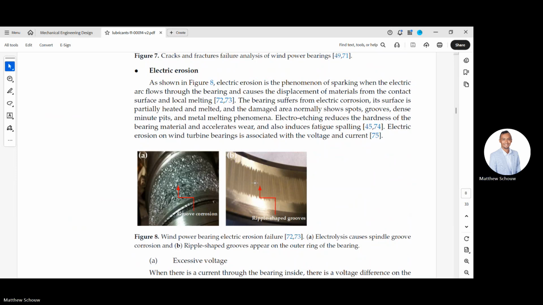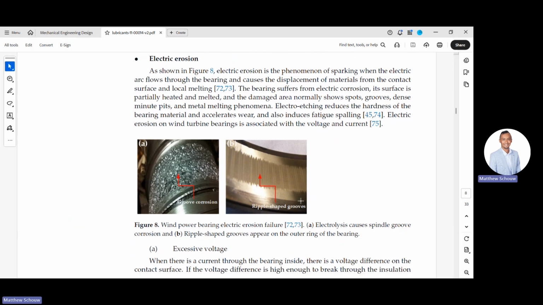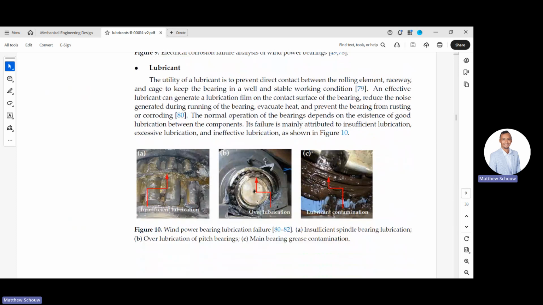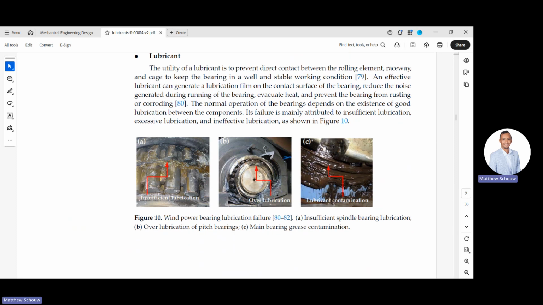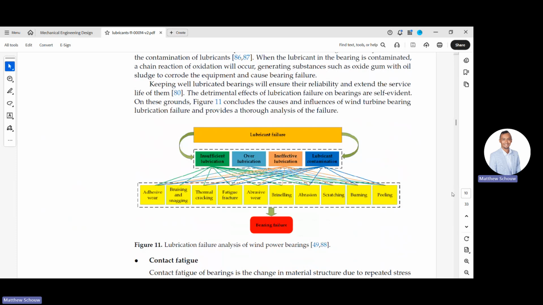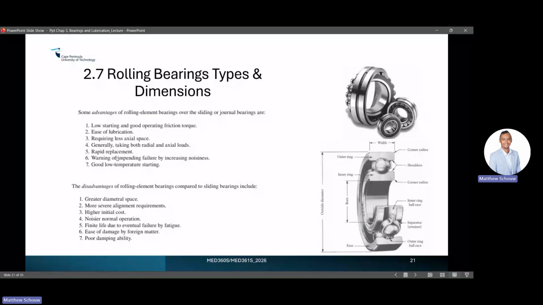There's some corrosion as well, but the main one I showed was lubrication, and whether we have insufficient lubrication or over lubrication or the lubricant's contaminant, this all caused the bearings to fail, and these are the factors we have to consider. So there's some insufficient lubrication over here. I didn't mention it in the last lecture, but in the case of wind turbines, I thought I'd mention that.